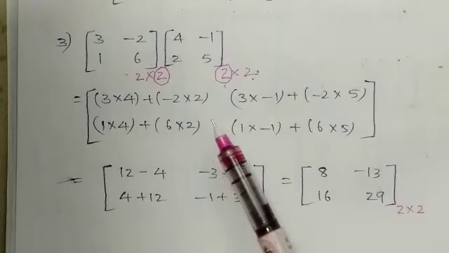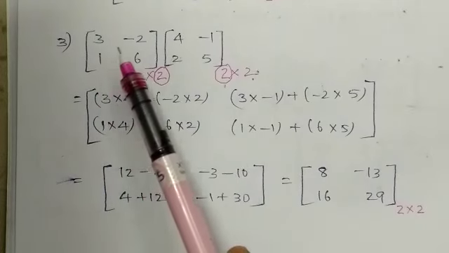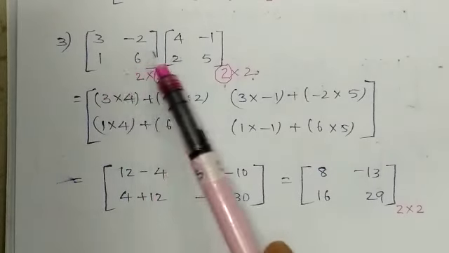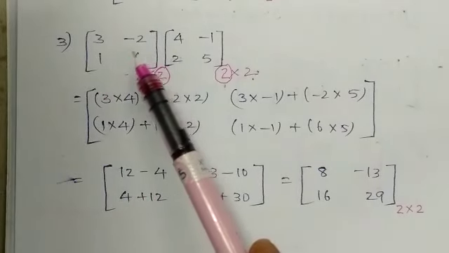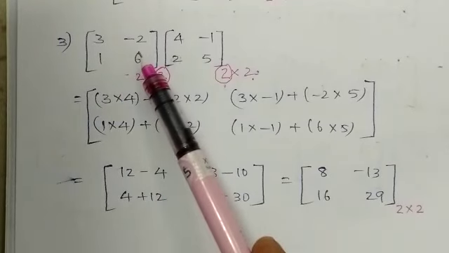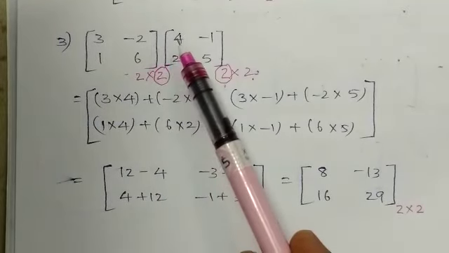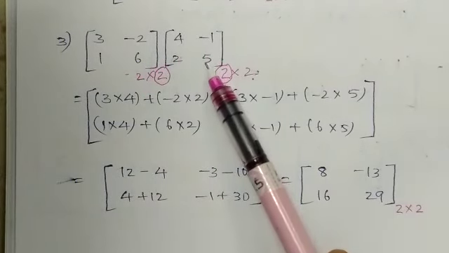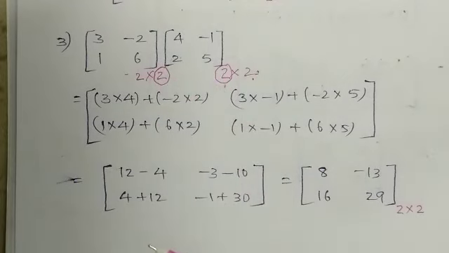How to multiply? All the rows of a first matrix are multiplied to all columns of second matrix. So, this is the concept of product of matrices. Hope you understand these problems. Right.